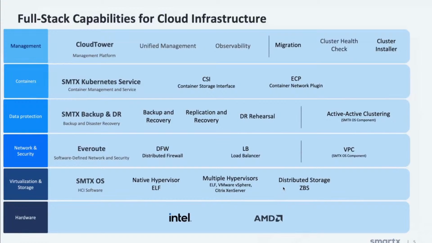And now, let's come to the products themselves. This picture displays all the products we have released, including hardware, virtualization and storage, network and security, data protection, container, and management. First, in terms of virtualization and storage, a number of new features have been released with SmartOS 5.1, and its performance has been doubled.